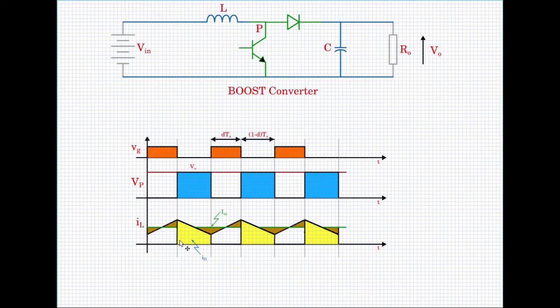Now this yellow wave shape is the one which is flowing through here, and this is having two components. One is the average component and the other the AC component. The average component will flow through R naught, and that is I naught, and the AC component, which is having zero average, should flow through the capacitance. Now let us say the average value of this current is placed somewhere here, and that would be I naught.